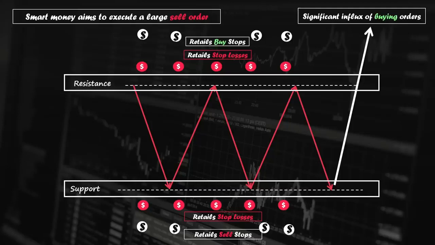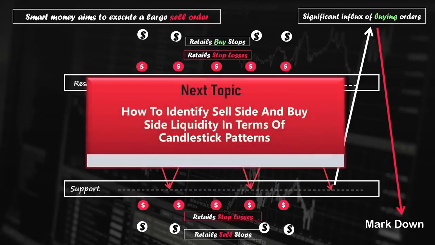By initiating numerous sell orders, the smart money causes the price to enter the markdown phase and push downward. This scenario illustrates how smart money capitalizes on buy-side liquidity and provides a brief explanation of its impact on price movement. Similar concepts can be applied to sell-side liquidity. Now, let's proceed to the next topic and see how to identify sell-side and buy-side liquidity in terms of candlestick patterns and the various scenarios that we might encounter on the chart.